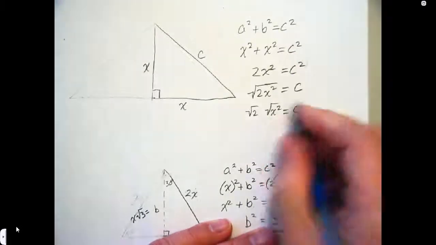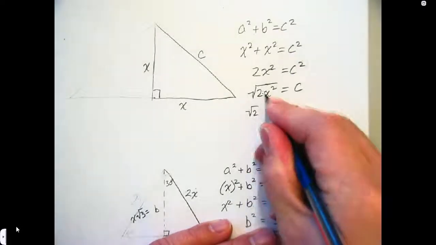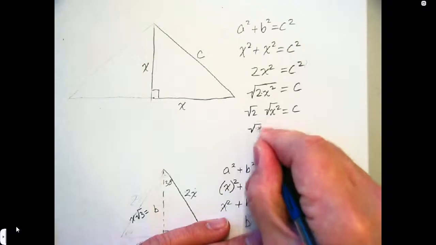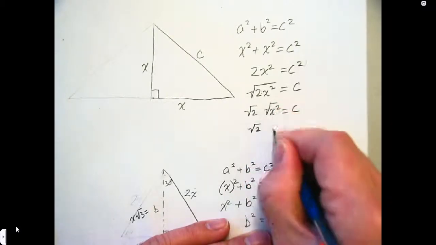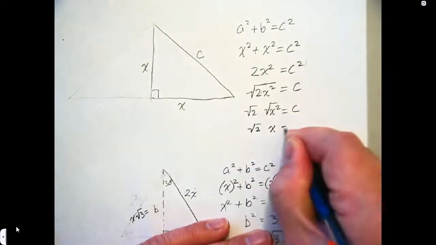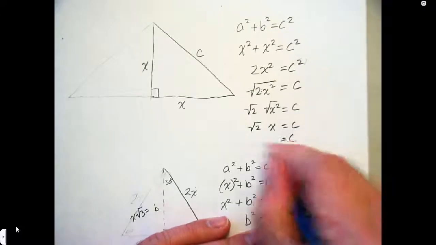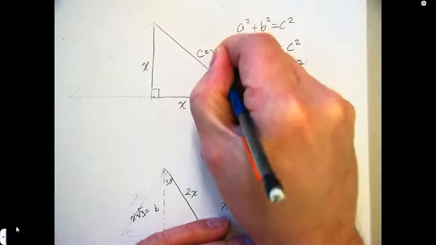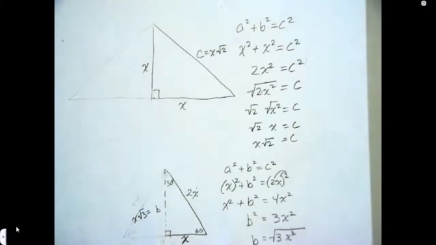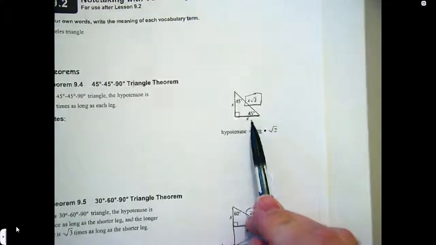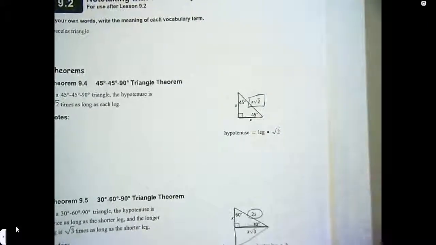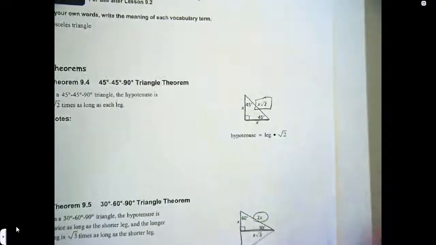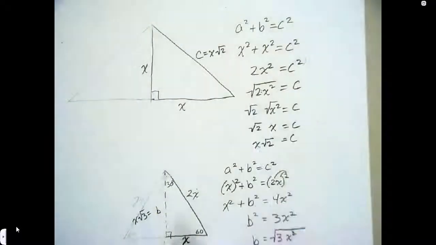Good. So you take the square root of 2 and you break them apart, which gives you the root of 2, and the root of x squared is x. And so c is equal to x root 2, which is how we come up with that one. So really we're just using the Pythagorean theorem. So please keep in mind, if you cannot remember these relationships, you can always use the Pythagorean theorem.